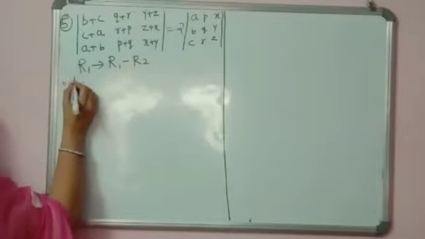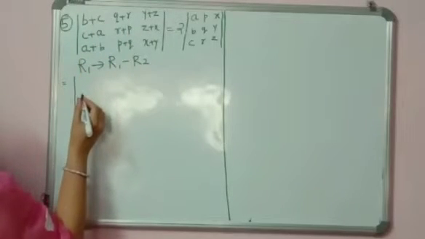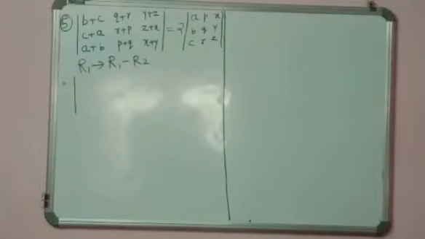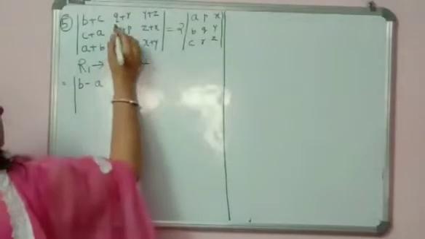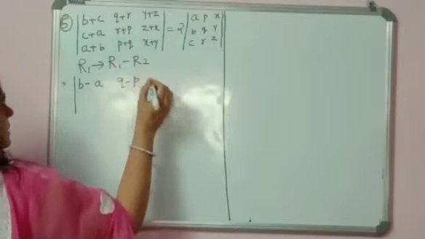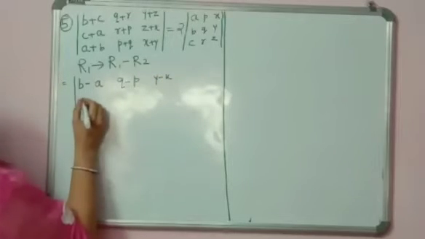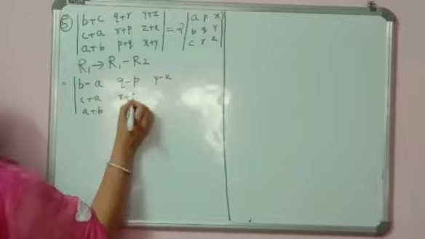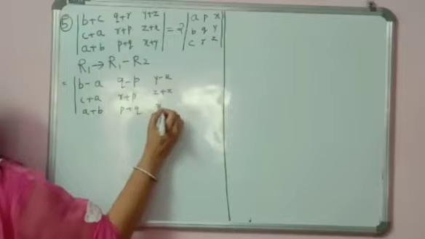So you will get what? So only R1 will change. So B plus C minus A minus B. So it will be R1 minus R2 means B minus A. Okay. Then Q plus R minus P means Q minus P. Then Y plus Z minus Z means Y minus X. Okay. Then same you have to write C plus A plus B, R plus P, P plus Q, Z plus X and X plus Y. Okay.